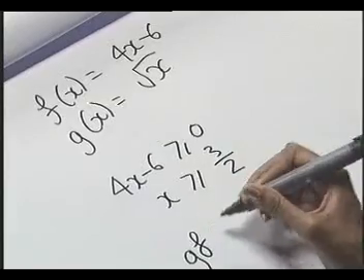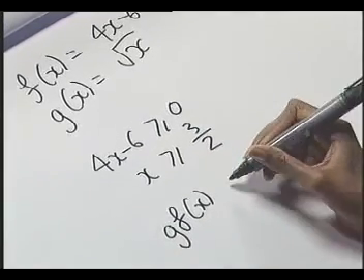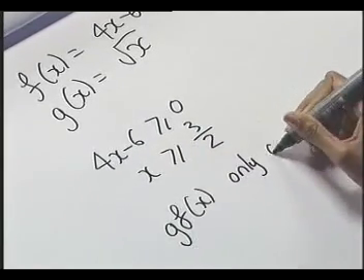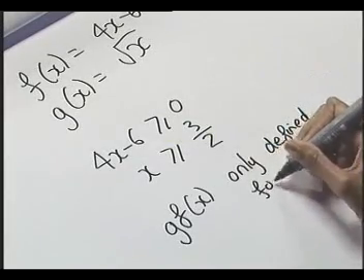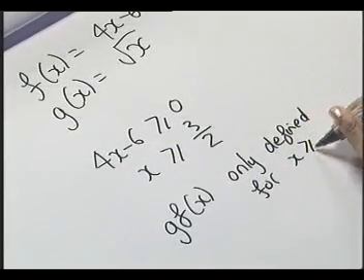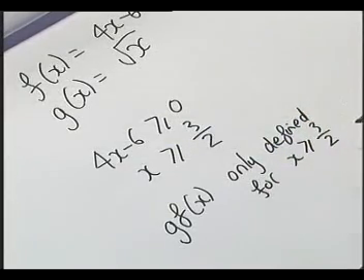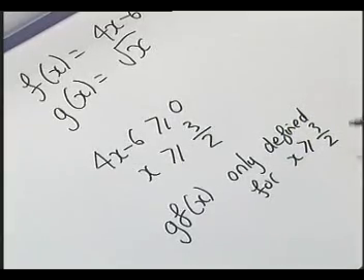So g f of x is only defined for x greater than or equal to 3 over 2. The values of x for which g f is defined is called the domain of g f.